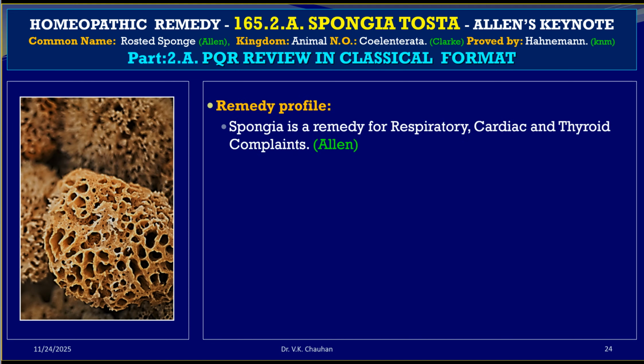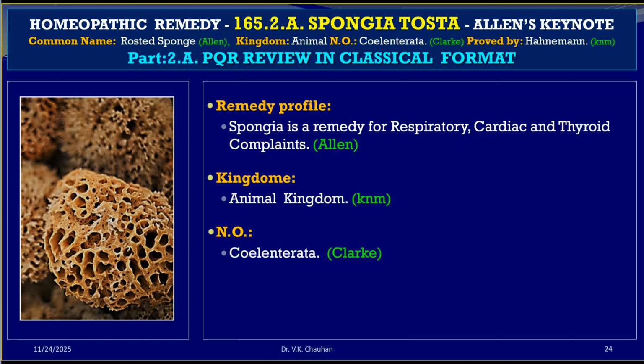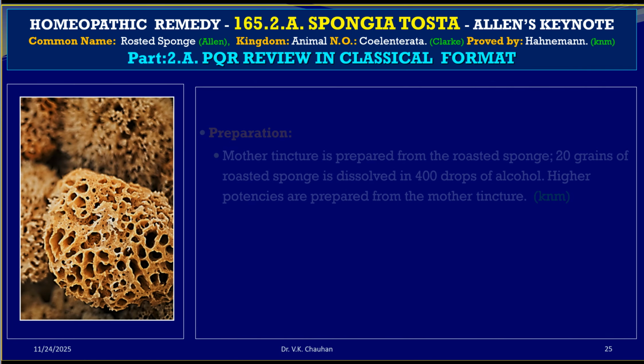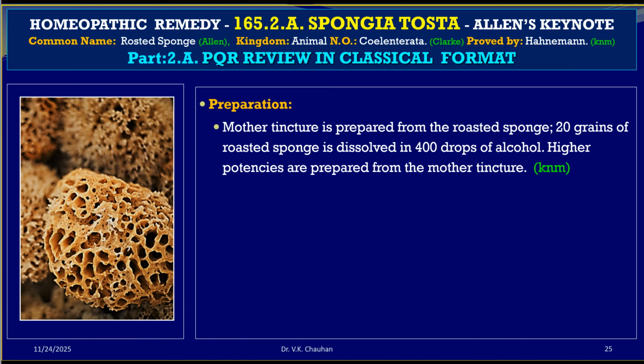So number one is what we should know about the remedy profile. Here, Spongia is a remedy for respiratory, cardiac, and thyroid functions. Apart from it, it also has action on the genitals especially. The kingdom: it belongs to the animal kingdom, and its natural order is Coelenterata. Habitat: sponge is a sea animal. The preparation: mother tincture is prepared from the roasted sponge. 20 grains of roasted sponge is dissolved in 400 drops of alcohol. Higher potencies are prepared from the mother tincture.